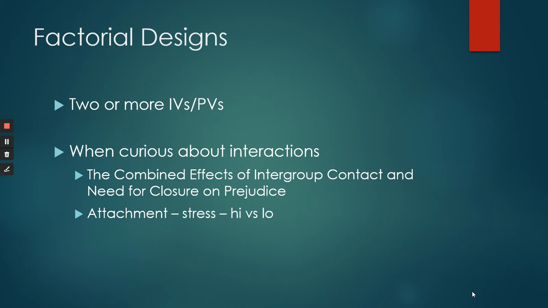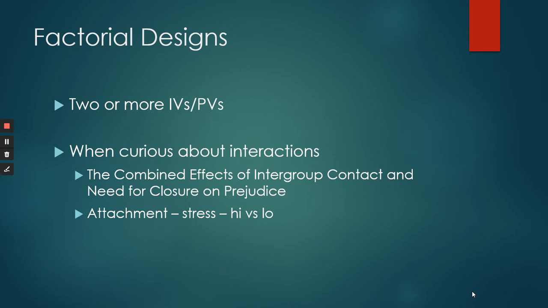And typically people do these types of studies when they're curious about interactions. Interactions are when the impact on the DV depends on the levels of both the variables together. We'll go into more detail about this later, but basically an interaction is when the answer about does X affect Y, the answer is yes, it does, but it depends on the level of Z, the other variable. So there's some examples here.